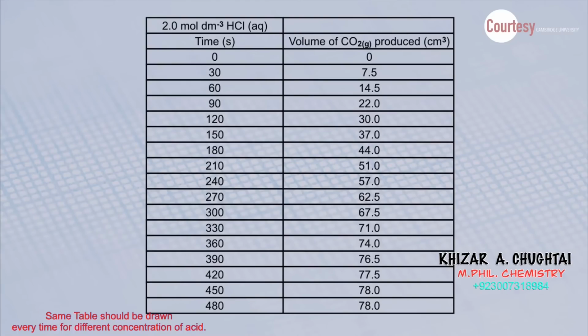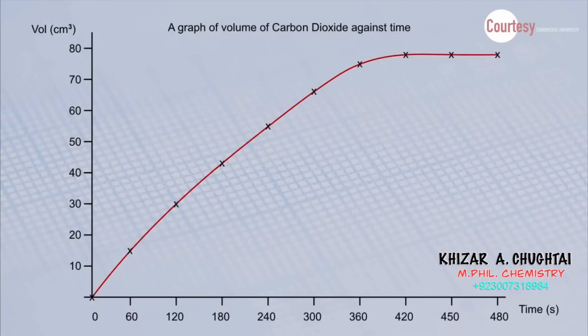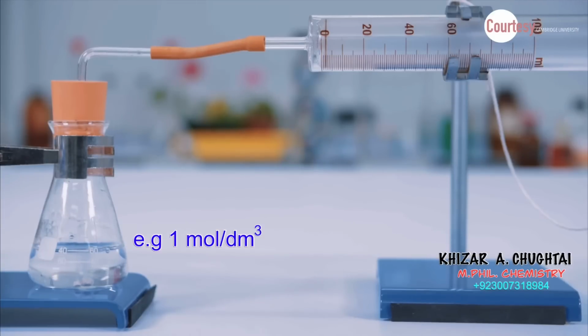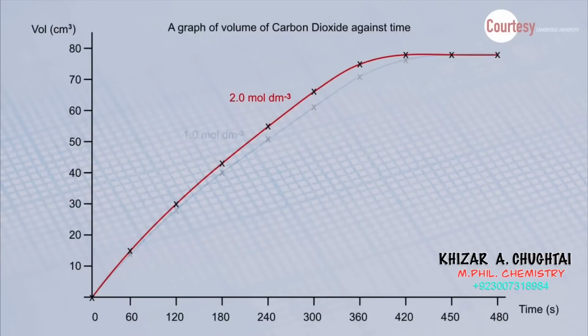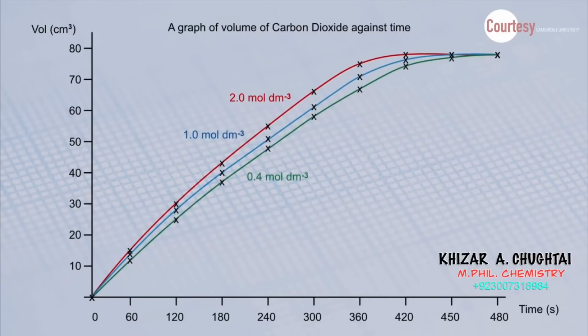Once you have obtained all the results, the volume of carbon dioxide against time is plotted. The experiment is then repeated with a different concentration of hydrochloric acid. The results for each concentration of hydrochloric acid should be plotted on the same piece of graph paper. This makes it easier to compare the results of the different graphs.